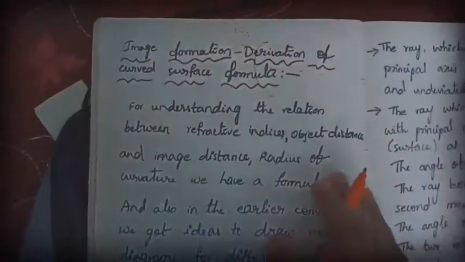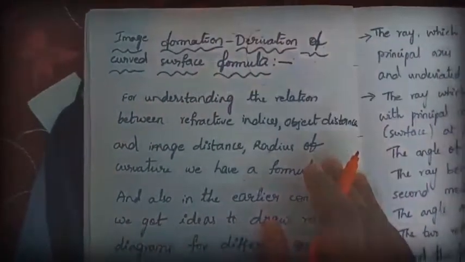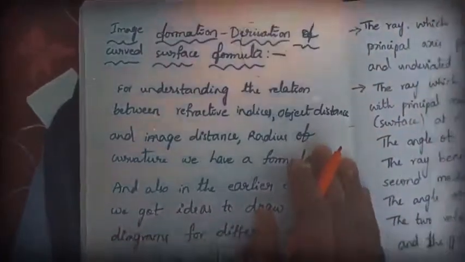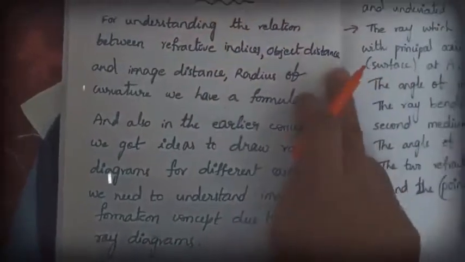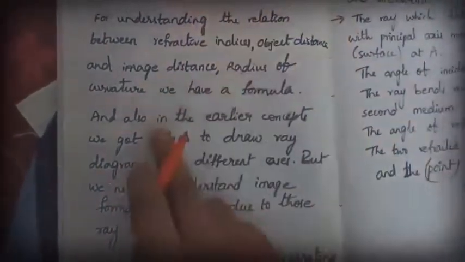Next we are going to discuss image formation, derivation for curved surfaces, children. For understanding the relation between refractive indices, object distance, image distance and radius of curvature, we have a formula. In the earlier concept we got ideas to draw ray diagrams for different cases. We have drawn ray diagrams for different cases, children, in the earlier class. From that we got information on how to draw ray diagrams, and we got a doubt from those concepts.